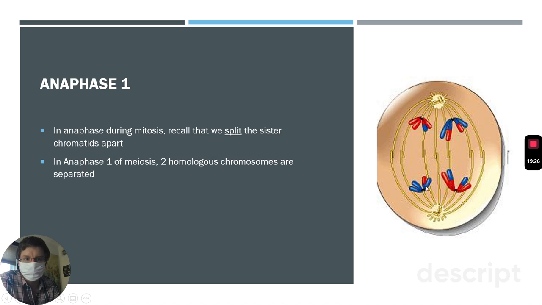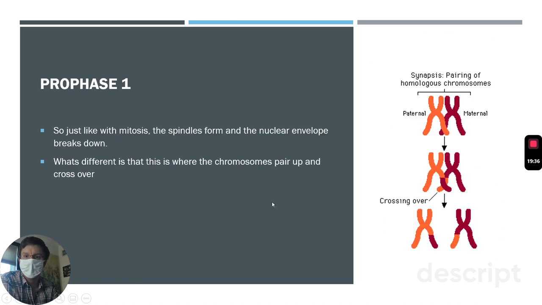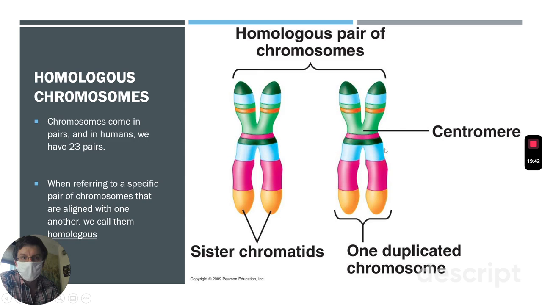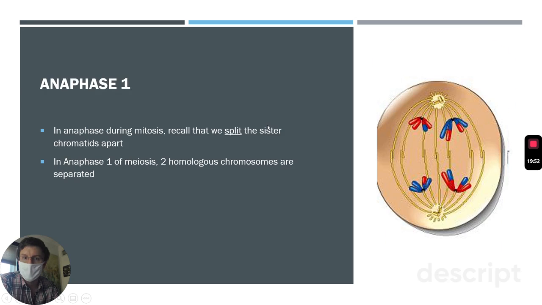So we're taking the entire chromosome and pulling it to opposite ends. Keep in mind that during mitosis, we tore apart sister chromatids. Because remember, during mitosis, we tore apart sister chromatids, those halves, to opposite ends. It's during anaphase 1 that we're pulling apart entire chromosomes, all right? So it's during anaphase 1 that homologous chromosomes are separated, okay?